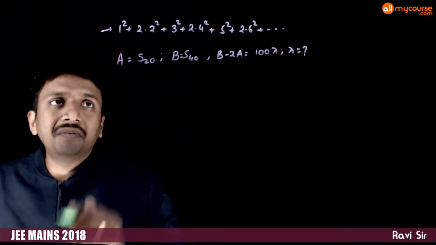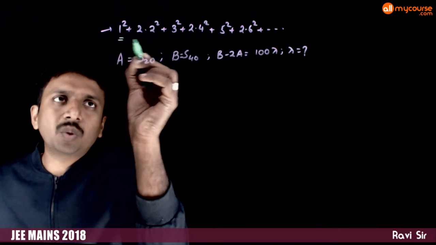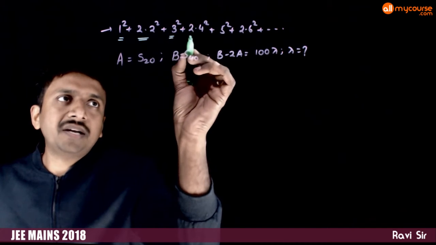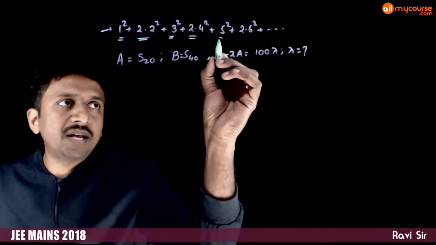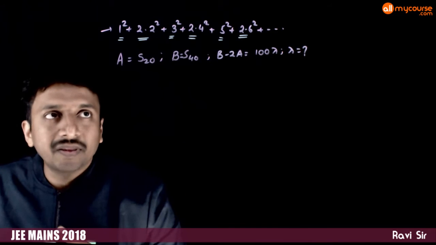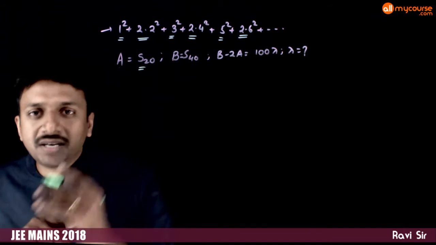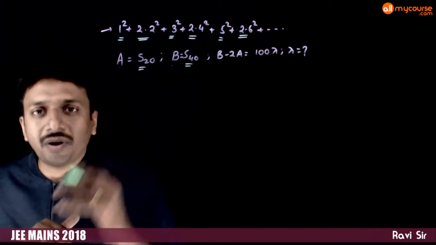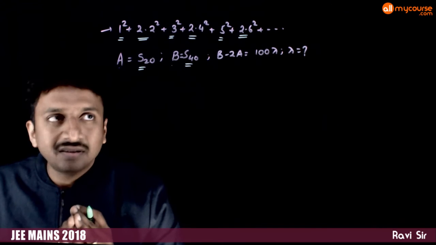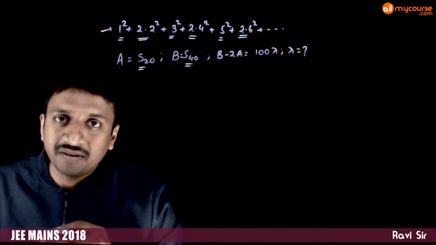So in this question you're given the sequence 1 square plus 2 times 2 square plus 3 square plus 2 times 4 square plus 5 square plus 2 times 6 square plus so on. A is the sum up to 20 terms, B is the sum up to 40 terms. B minus 2A is 100 lambda. The question is, what is the value of lambda?